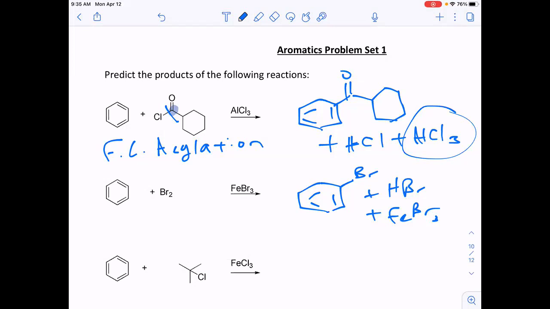If there's no substituents on the ring, then it doesn't matter, right? The electrophile can be on any one of those 6 carbons. But the minute you put a donor on the ring or an acceptor, then it's either going to be ortho-para direction or meta direction. So that's how you distinguish between it. If it's unsubstituted, it doesn't matter where you put the electrophile. If it's substituted, then you have to ask whether the substituent is a donor or an acceptor, and that'll determine the outcome of the reaction.